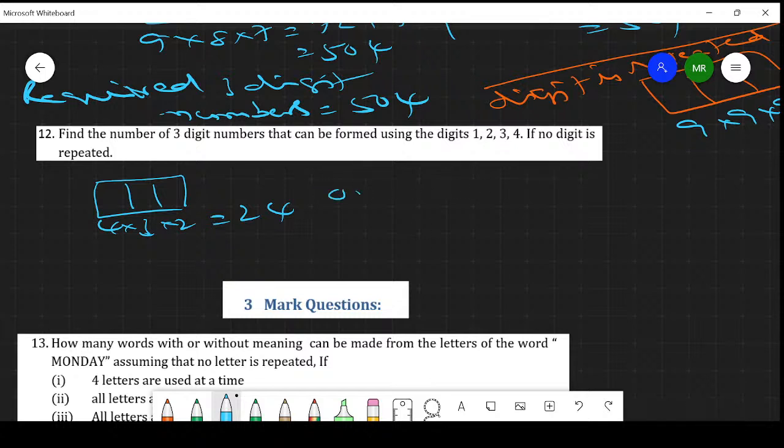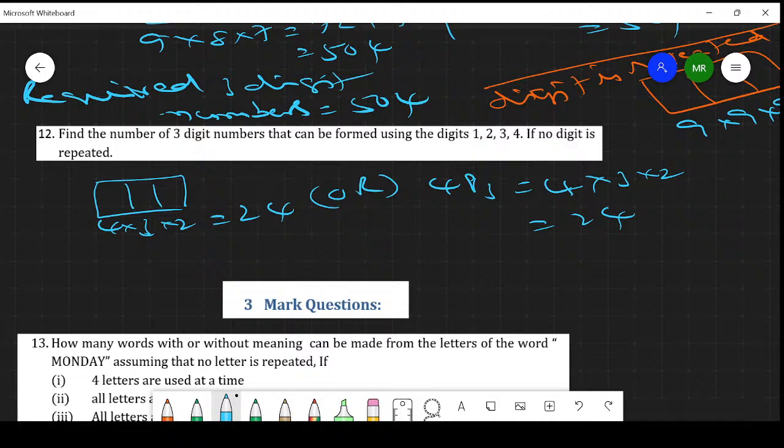Or I can write another method. We have 4 numbers, 3 digits, means 4P3. What is 4P3? 4 into 3 into 2. It comes to 24 only. Same thing. That is how you can solve the problem. Since no digit is repeated, the number of 3-digit numbers is equal to 24.